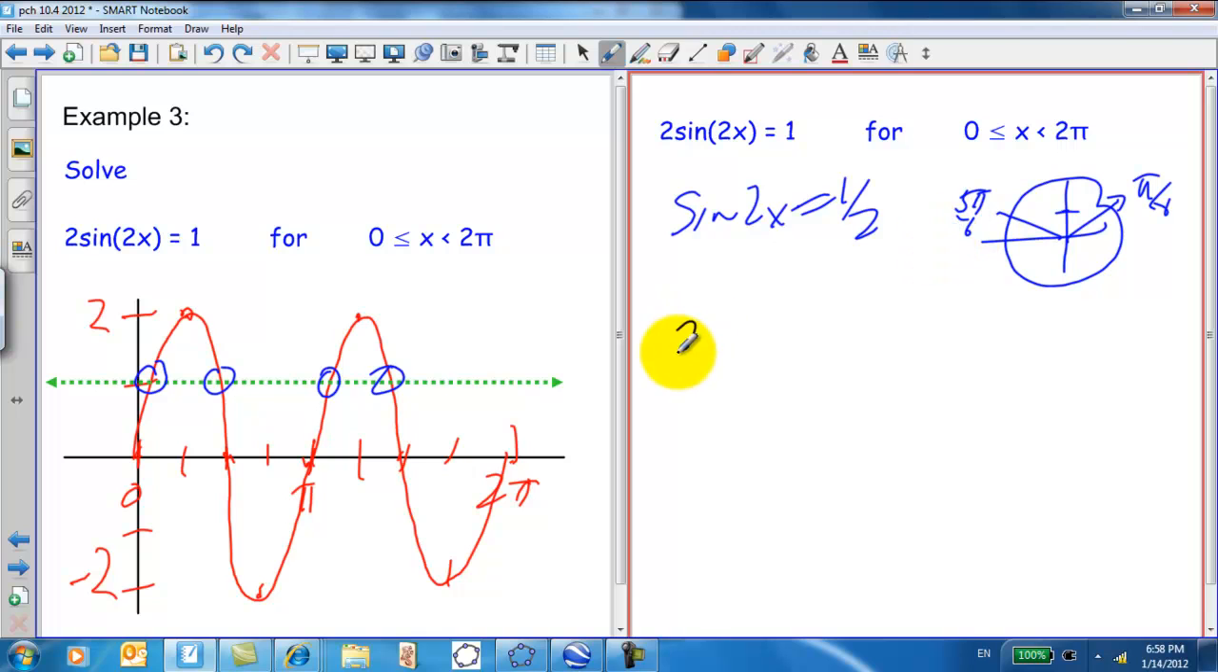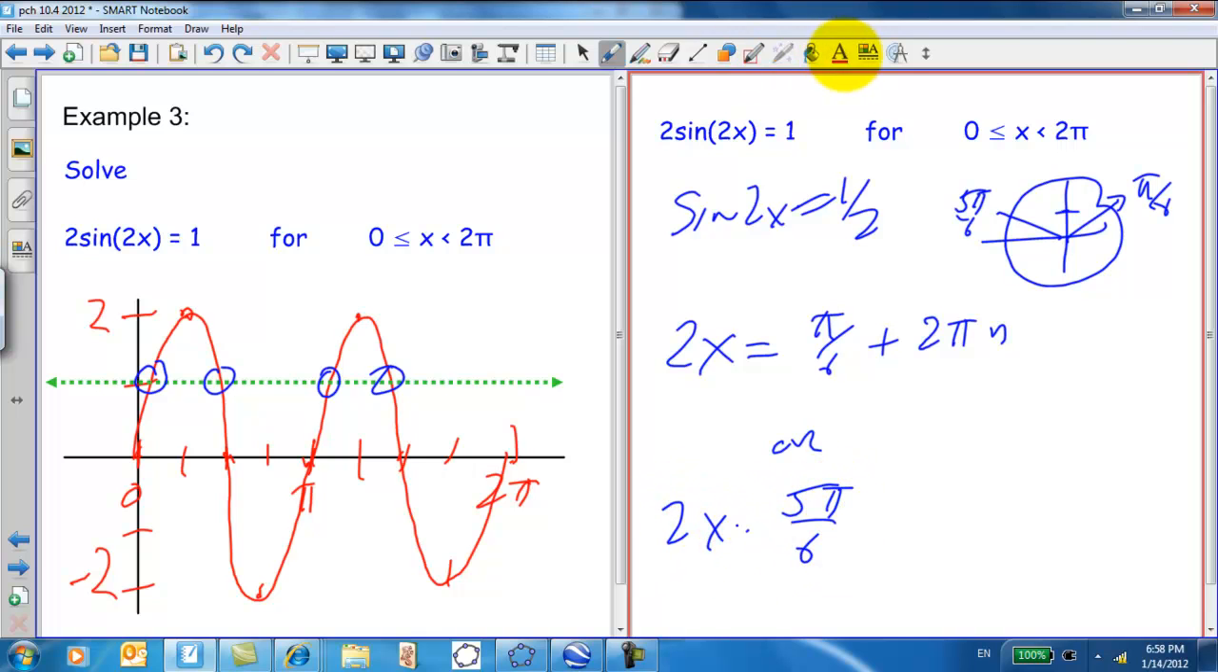But make sure whenever you have a double or triple angle or anything like that, set 2x equal to pi over 6 plus 2 pi n, or 2x equals 5 pi over 6 plus 2 pi n. But let me do that on the next page. Let's do this one first. Let's split our pages here.